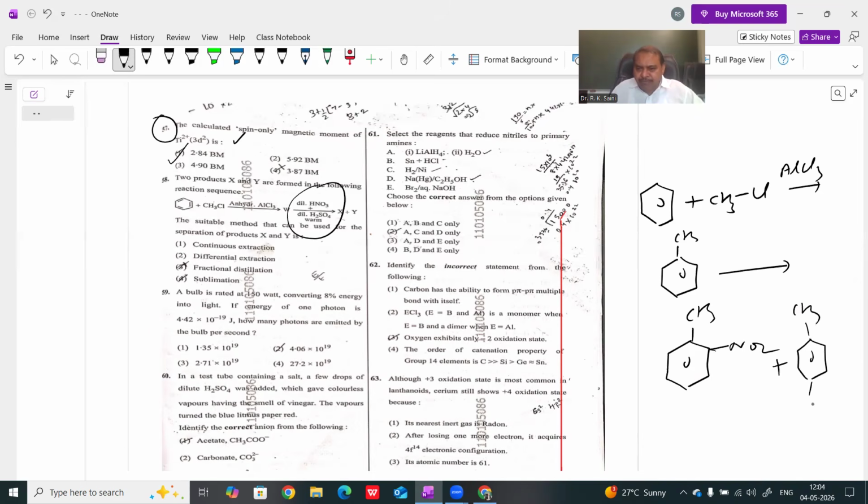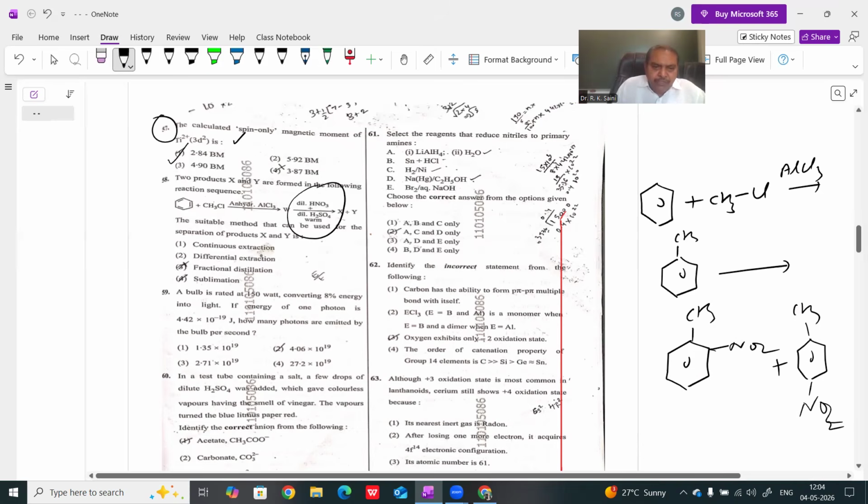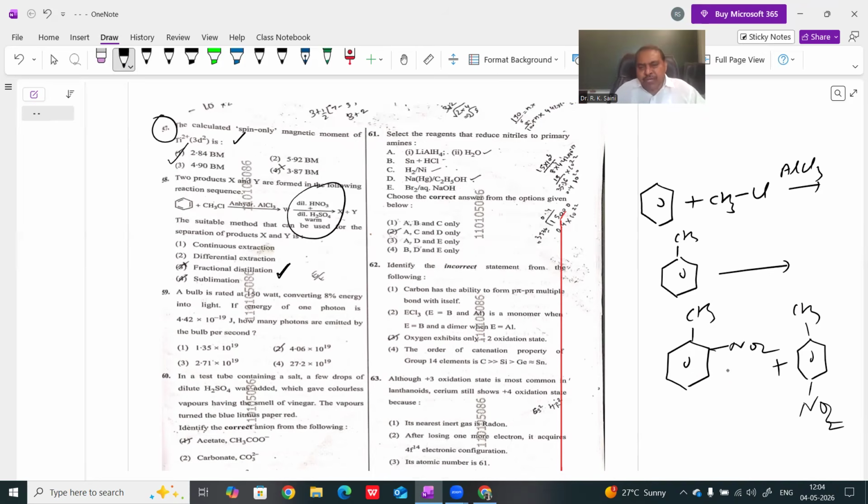And now the question is asked about these products, ortho-nitrotoluene and para-nitrotoluene. These products are separated by fractional distillation because they have different boiling points. And when species have different boiling points, their separation takes place by the fractional distillation method.